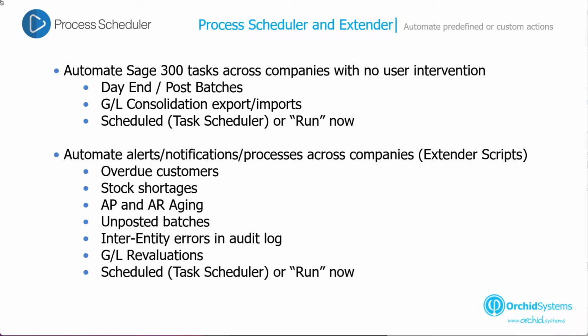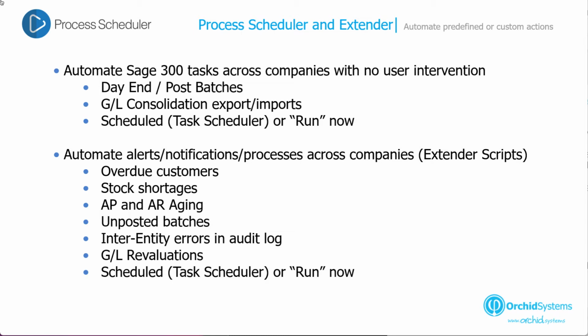But in conjunction with Extender, you can schedule custom scripts or custom alerts and notifications and additional processes and automations. For example, overdue customers, stock shortages, AP and AR aging, unposted batches. At month end, you might want to know which companies have unposted batches. You can schedule a script to alert you which inter-entity companies have entries in their audit logs.